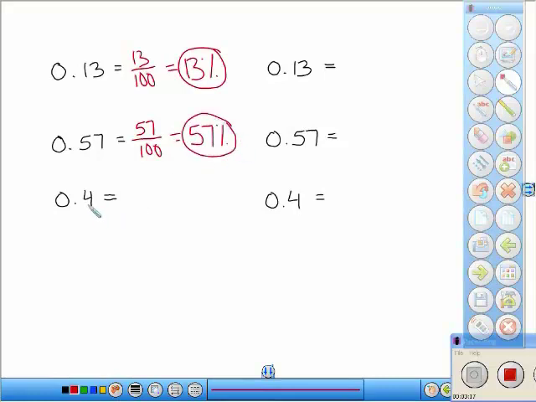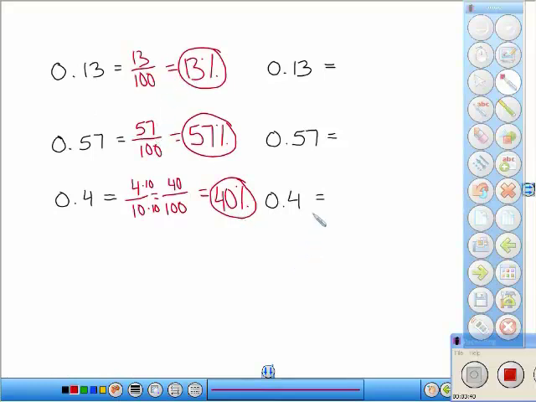Well, what is this? What number is this? This is 4 in what place? That's 4 tenths, which I could then make out of 100 by multiplying that by 10 and that by 10, which would give me 40. 40 out of 100 is 40%. So that's one way to do it. We could basically take the decimal, convert it into a fraction, and that'll give me my percent.